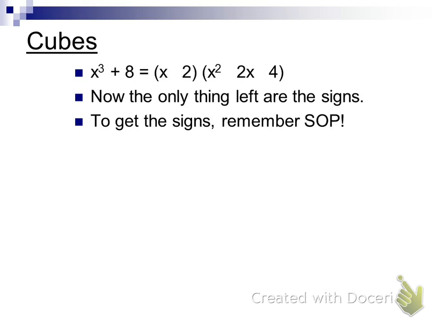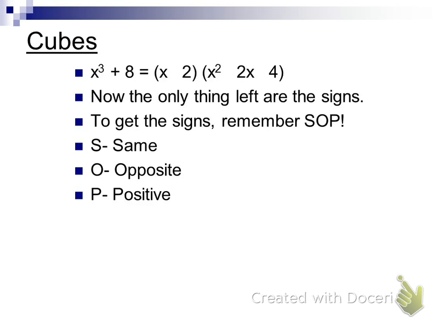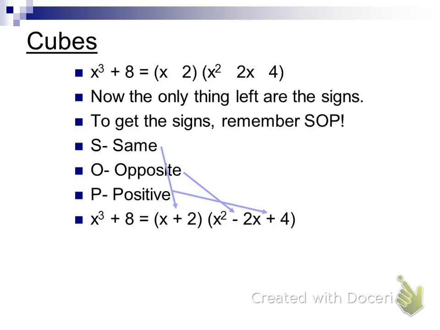SOP means same, opposite, positive. So the three signs: the first one is the same as the original sign, so in this case that's going to be plus. The second one is the opposite of the original sign, which is going to be minus. And the third one is always positive. So same, opposite, positive. Right? Signs are always same, opposite, positive.